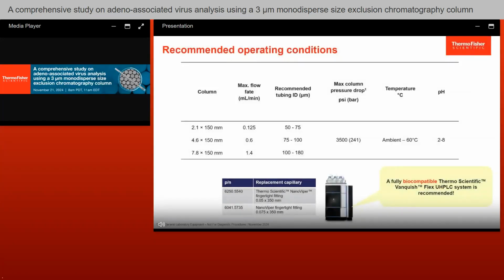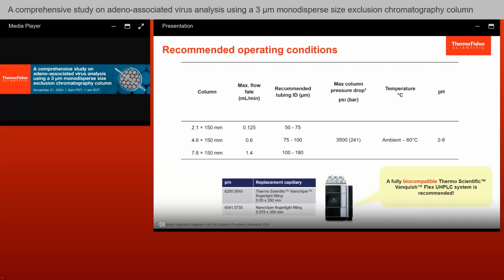For the recommended operating conditions for the SEC separation with this new column, we recommend a fully biocompatible Thermo Fisher Vanquish system. And the different formats of this column, 2.1, 4.6, and 7.8, have different maximum flow rates based on the ID. In order to get optimal separation results, we also recommend the user pair the tubing ID with the column as well.